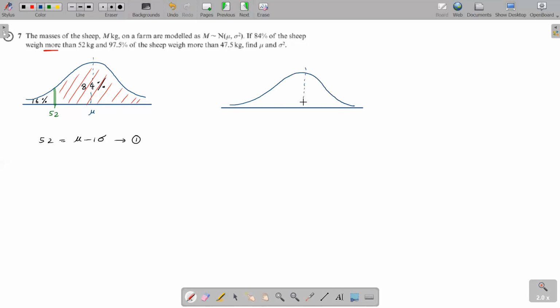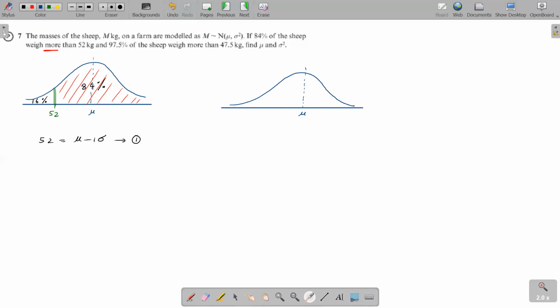So this is the mean mu, and they say here 97.5% of the sheep weigh more than 47.5 kilograms. How does that work? Again, they are saying weighing more than, which means from the line you need to mark the greater than. You have to shape the greater than sign.